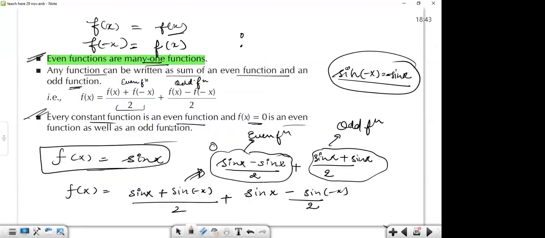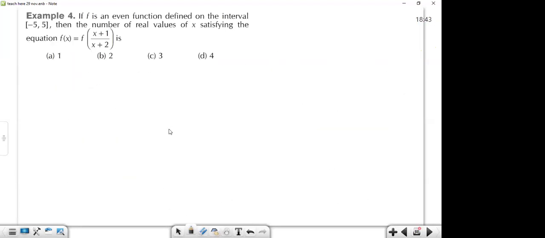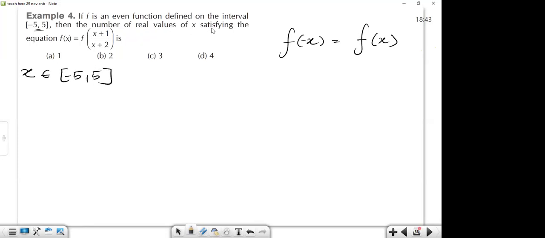So all the points have been explained and discussed. Let's go further. Here is an interesting example. If f is an even function, so it is given that f is an even function, then for even functions we can write it like this. It is defined in the interval, so the domain is also given. Then find the number of real values of x satisfying the equation. One more property of the function is given to us.